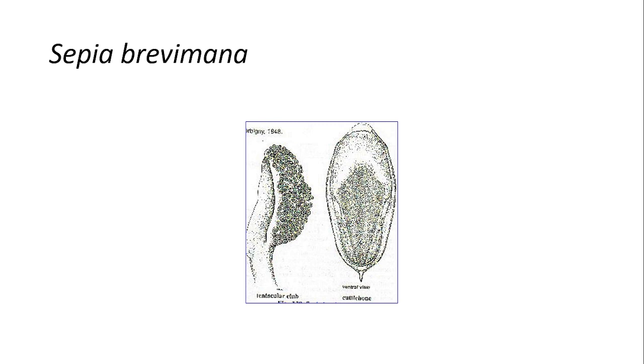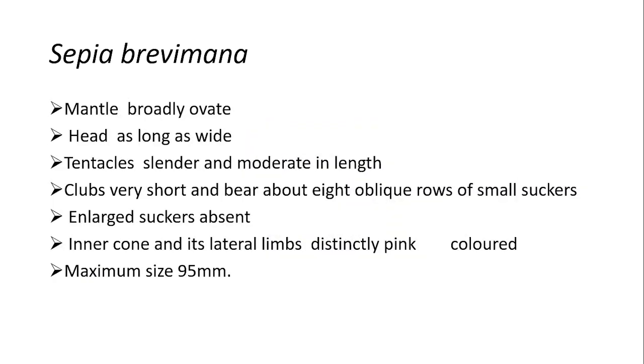This is a photographic image of Sepia aculeata, male and female. Next, we move to Sepia brevimana, photographic images. The key characters for Sepia brevimana: the mantle is broad, ovate, the head is as long as wide, and tentacles are slender and moderate in length. Clubs are very short and bear about 8 oblique rows of suckers. Enlarged suckers are present. Maximum size is 95 millimeters.